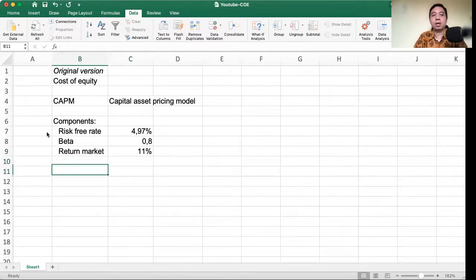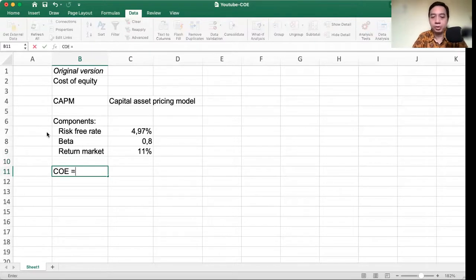So now, how do we calculate the cost of equity? The cost of equity is the same as what we call the expected return. The expected return has this formula: risk-free rate plus beta multiplied by return market minus risk-free rate.